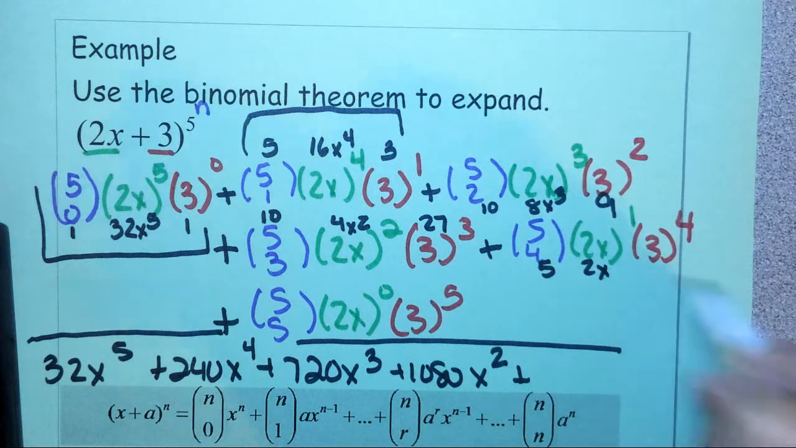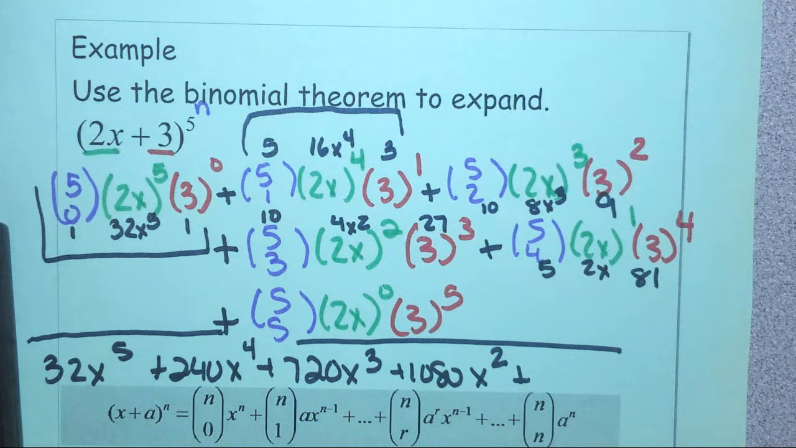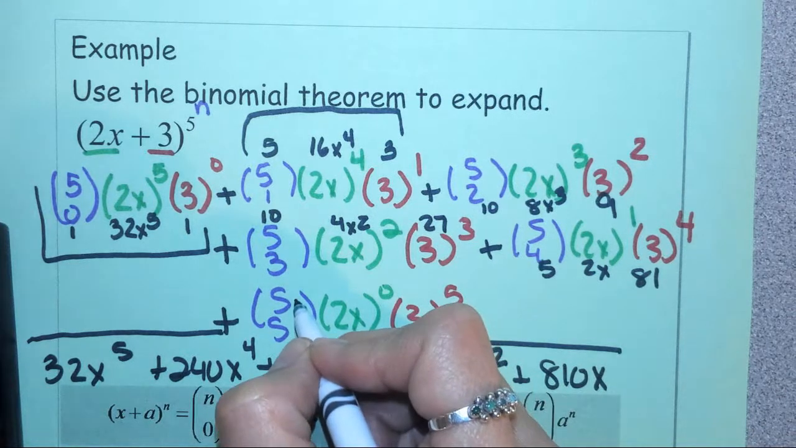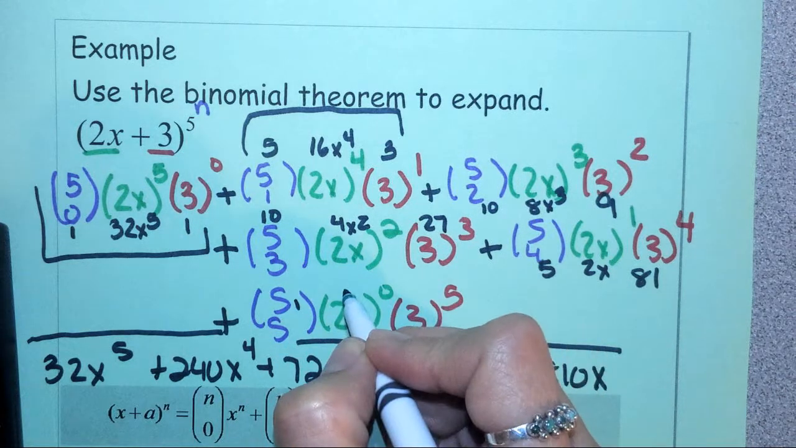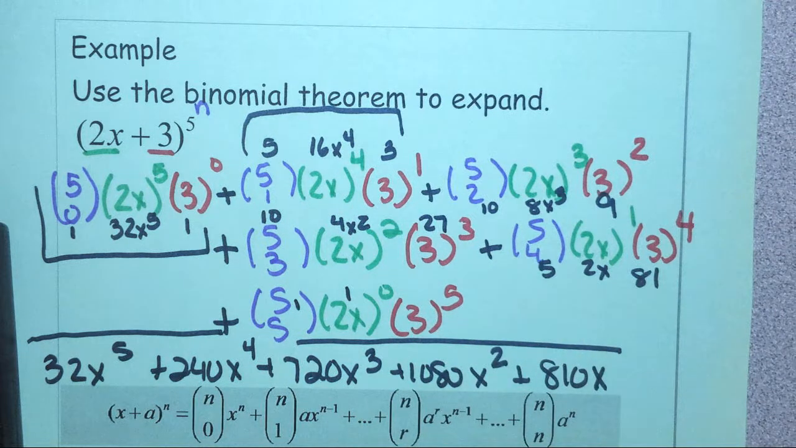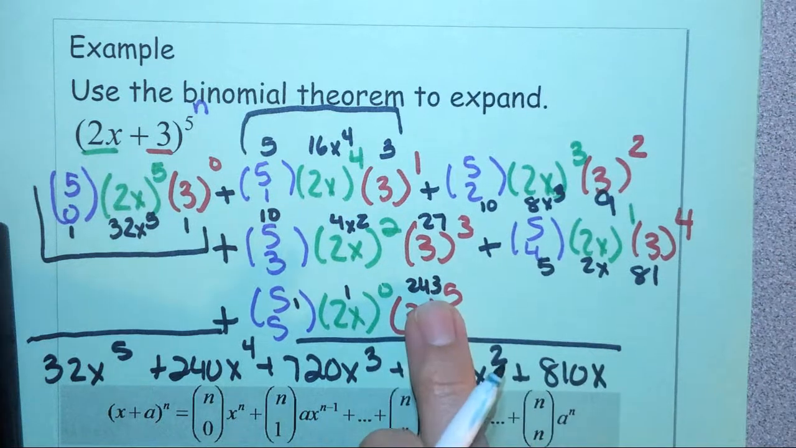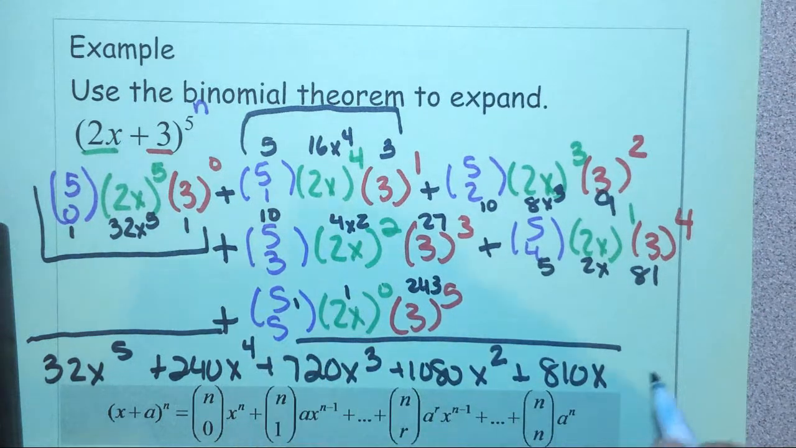2x to the first is 2x. 3 to the fourth is 81. So we do 5 times 2 times 81. We get 810x. 5 choose 5 is 1. 2x to the 0 is also 1. 3 to the fifth is 243. So 243 times 1 is 243.